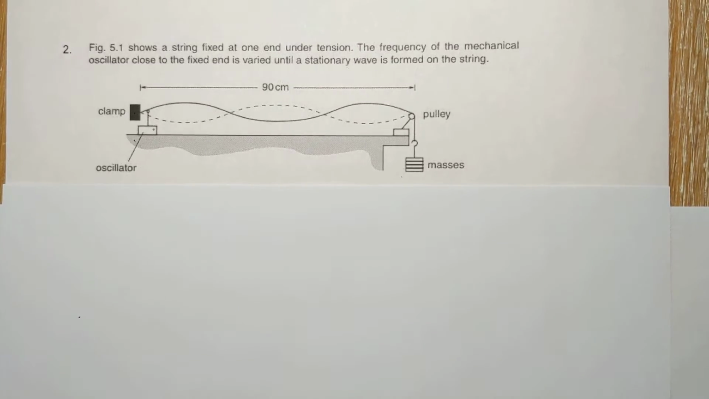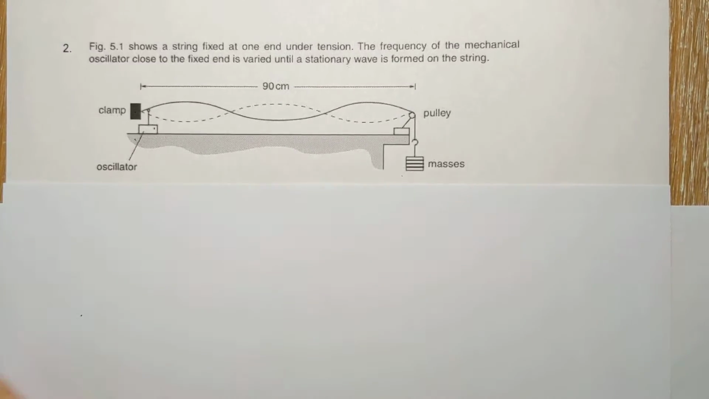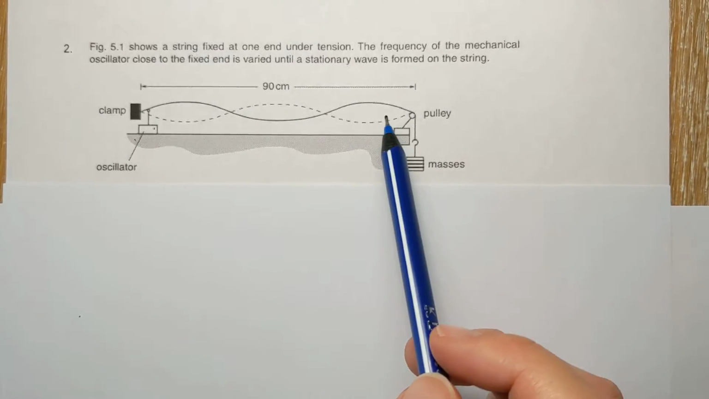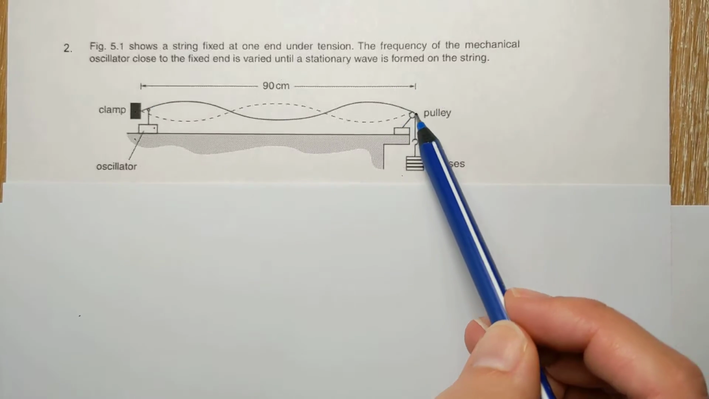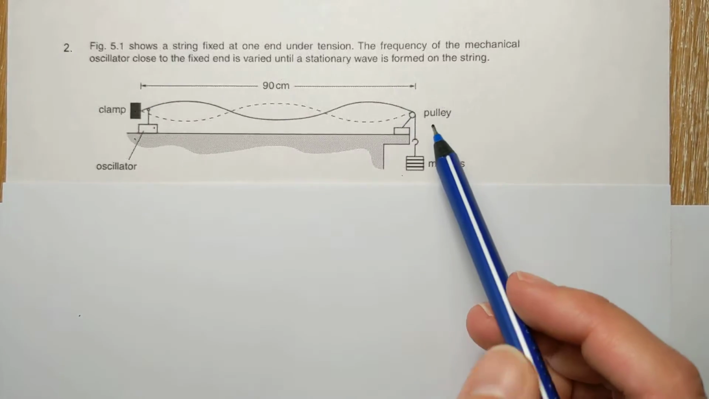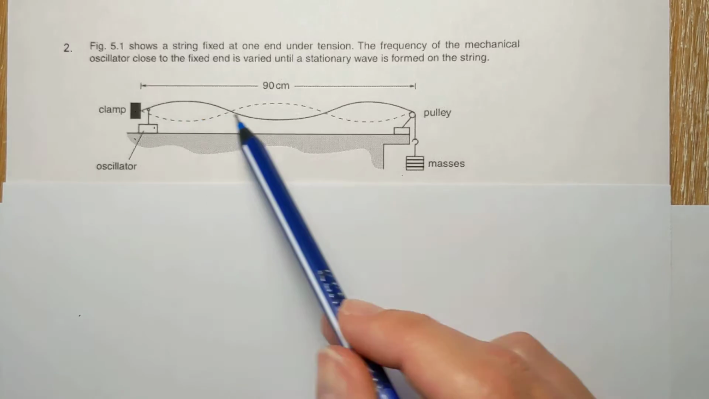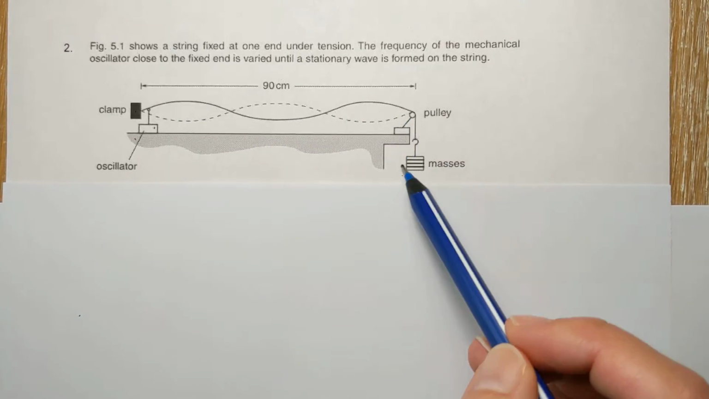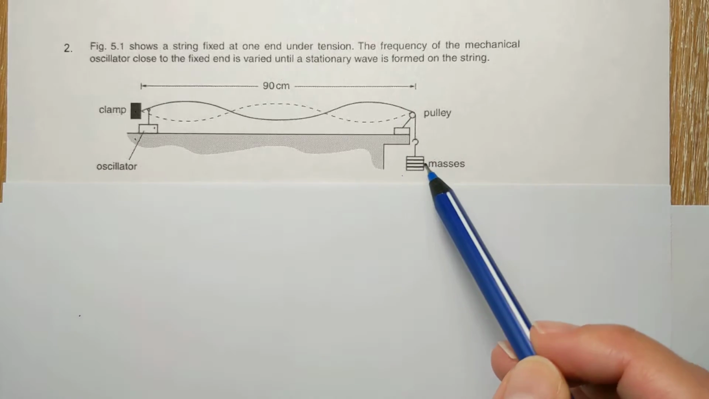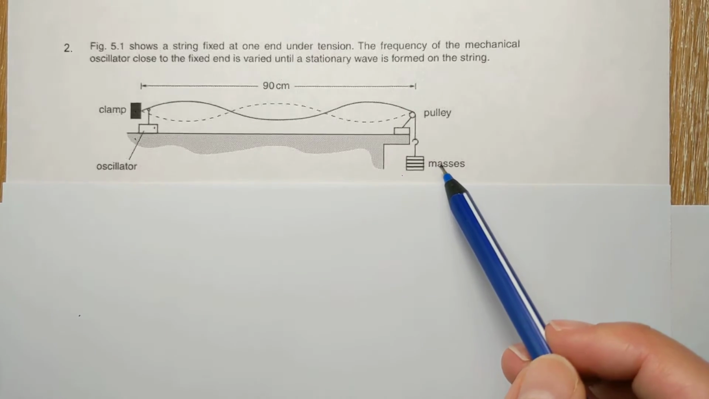A fun thing you can do because of superposition is make stationary waves, sometimes called standing waves. And here's the version on a string. If you've seen this in the lab, you'll know that you clamp one end, and the other end goes over a pulley with masses on. This allows you to keep a constant tension in the string and also to know what the tension is. The tension will be equal to the weight of the masses, and that's very important if you're doing AQA.